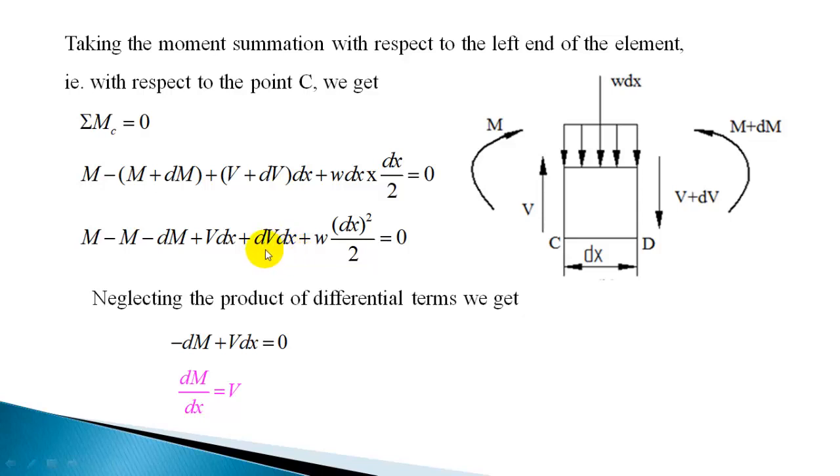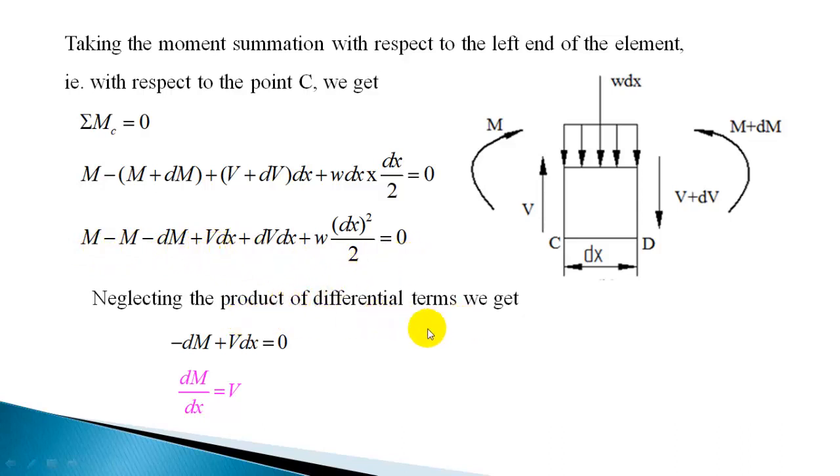You can neglect this quantity, it will be very small, because it is the differential change in shear force and the differential length of the element. And dx square, dx is very small, the differential length, and it's a square of the differential length, so this term will be small. Even after multiplying the w by 2, since the differential length is very small, these two terms can be neglected. So these two terms involve the product of differential quantities, so they can be neglected, and you get only minus dm plus v dx is equal to 0.